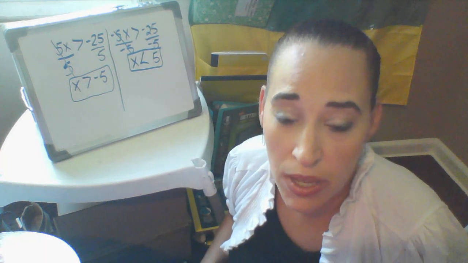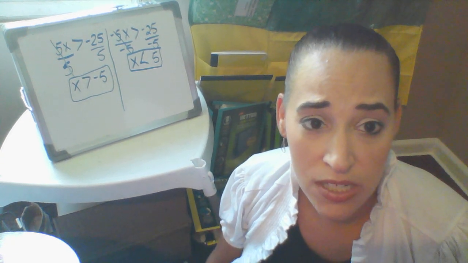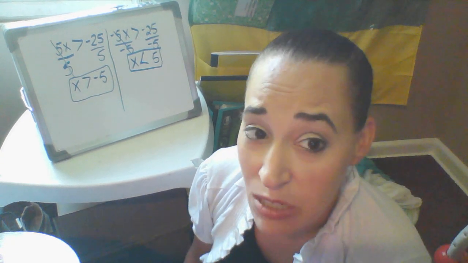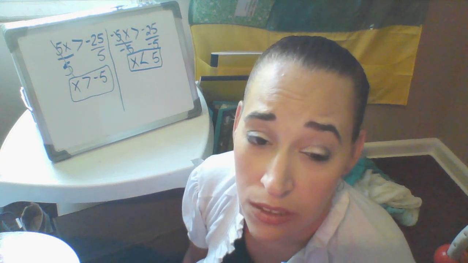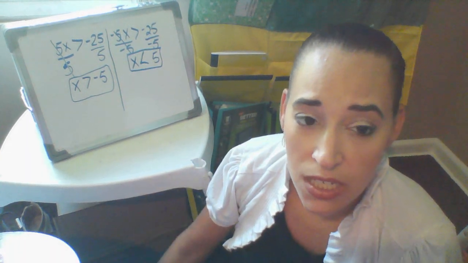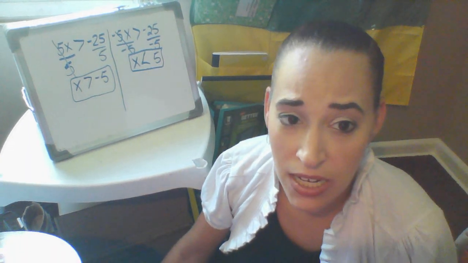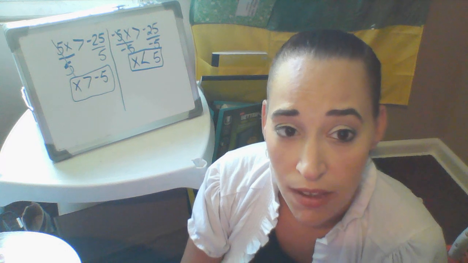So there were a couple things about the last one you need to remember. A negative divided by a negative turns positive, so it turned into a positive 5. You divided by a negative, so you had to flip that inequality sign. Okay. So again, that's the only difference: if you multiply or divide by a negative with inequalities, only with inequalities, you do have to flip the inequality sign.